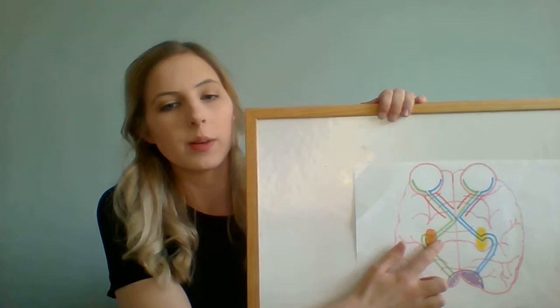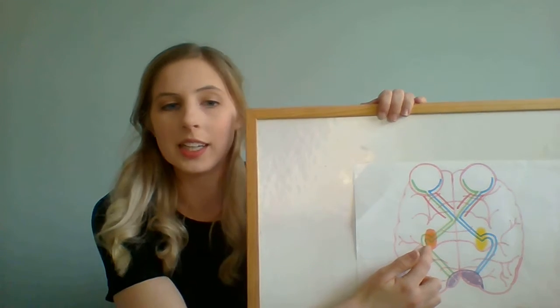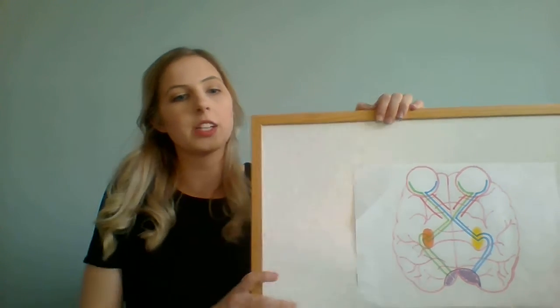So after it's crossed at the optic chiasm, the axon goes here, which is the lateral geniculate nucleus. The lateral geniculate nucleus helps us to understand and process the visual information. It could be viewed as the gateway for the information to pass through. The axons then move on to the primary visual cortex, or V1.